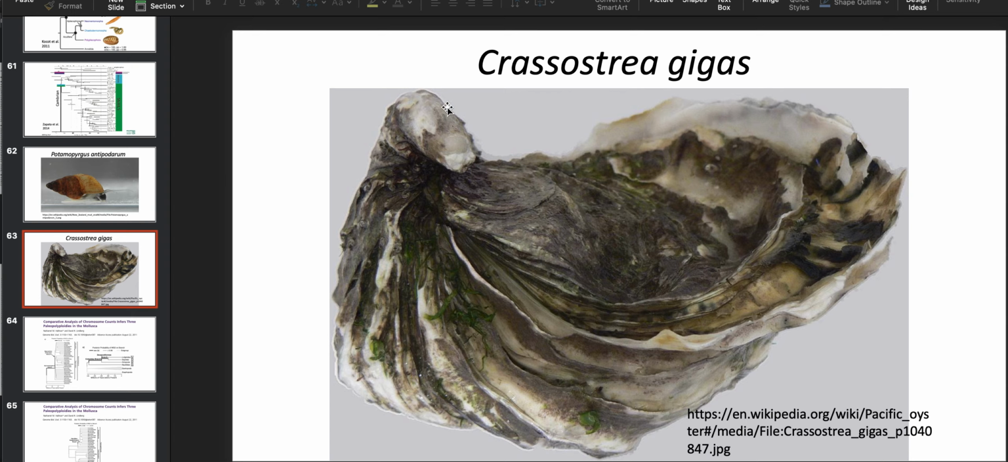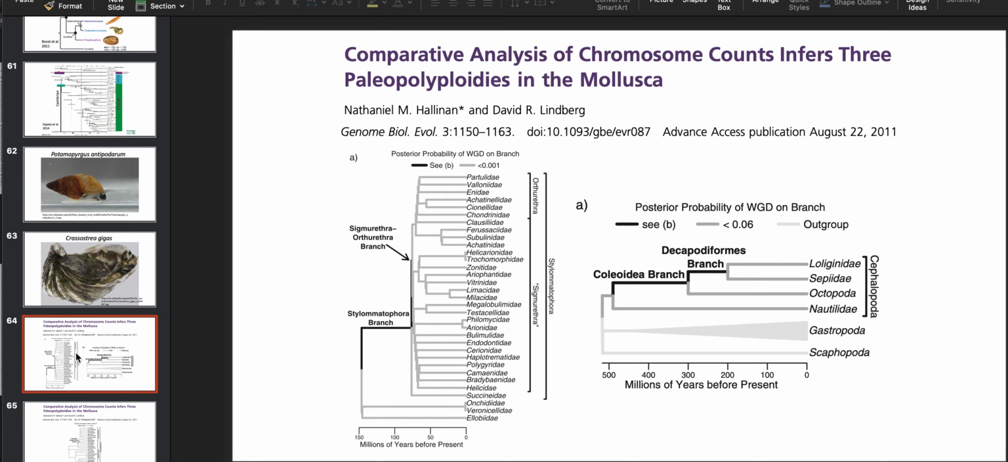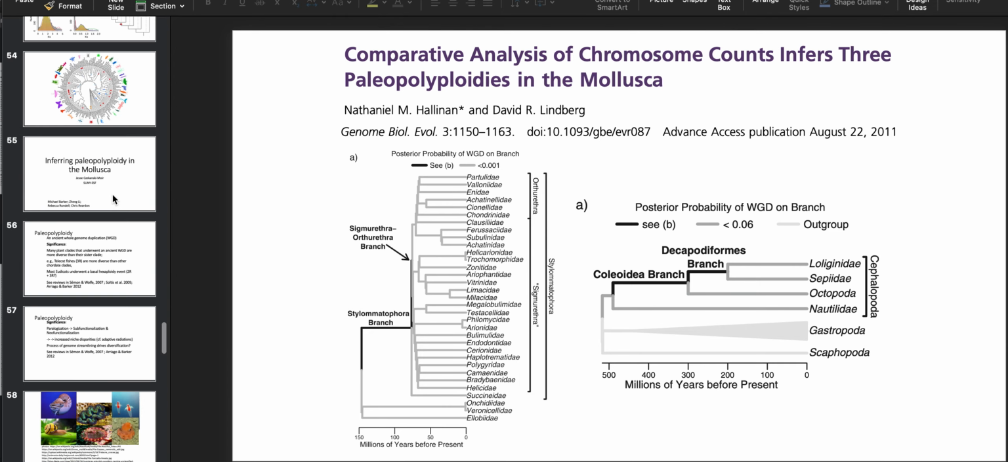But yeah, Crassostrea gigas is found sometimes as polyploid individuals, and they're bigger. They're just meatier. They have more oyster tissue for you to sink your teeth into. So they're commercially desirable. So there are organisms that we know exist as polyploid individuals, so it's plausible that polyploid events play a role in the deeper evolution of these organisms.